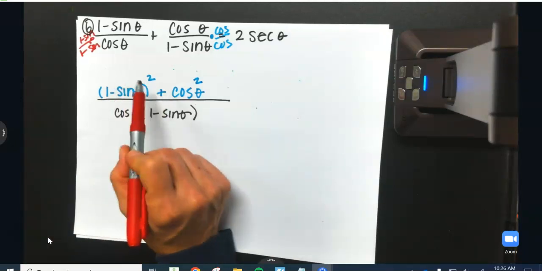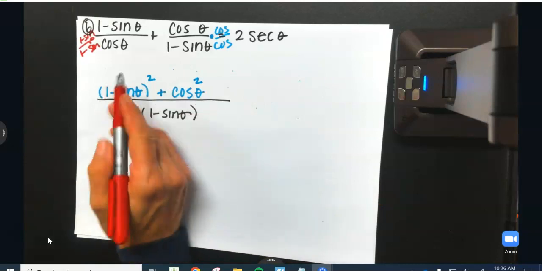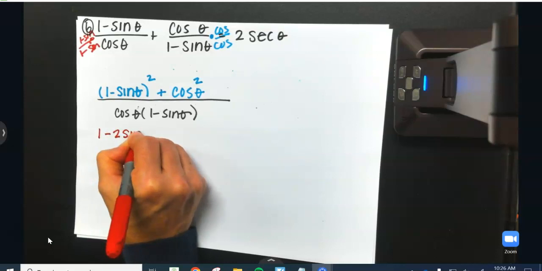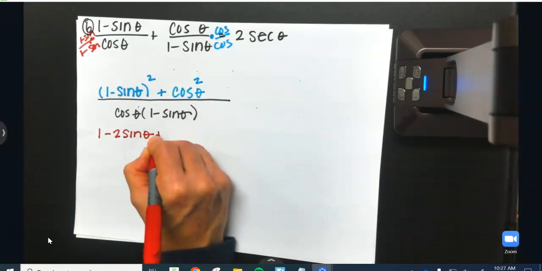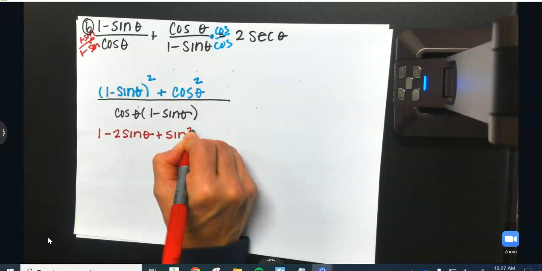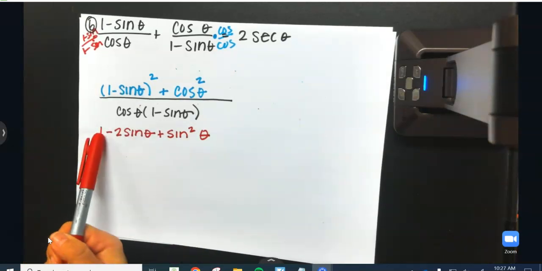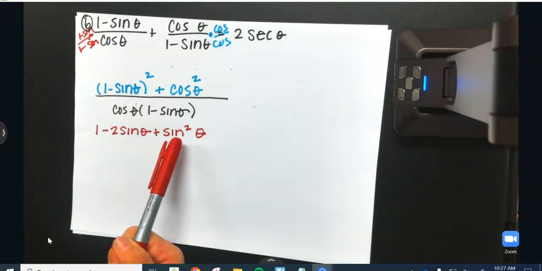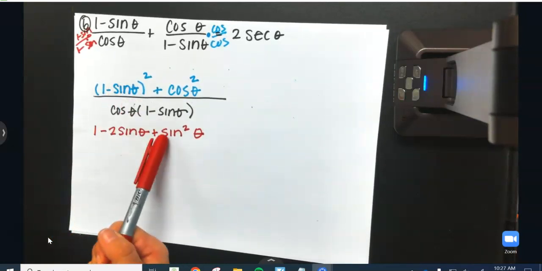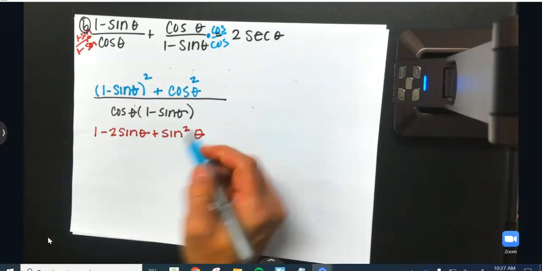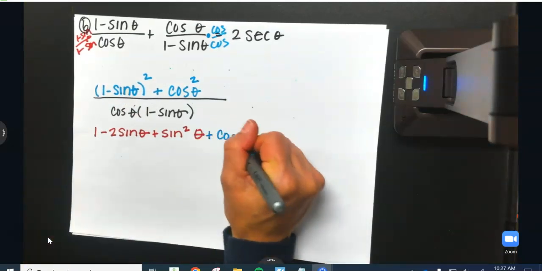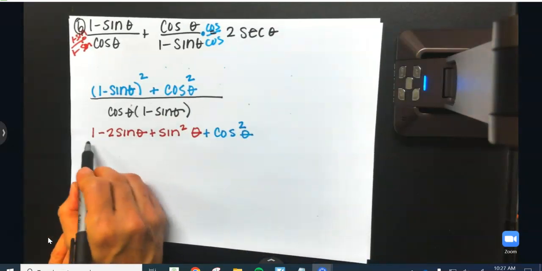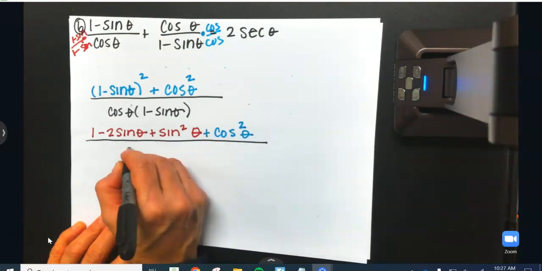Let me multiply this out in my head. So this is going to be 1 minus 2 sine theta plus sine squared theta. Remember, you square the first term, you multiply the two terms together and double it, and the last term is the last term squared. Let me bring down that plus cosine squared. Let me recopy the denominator.